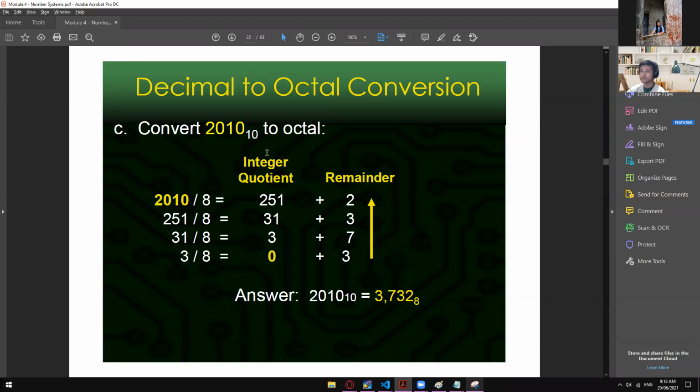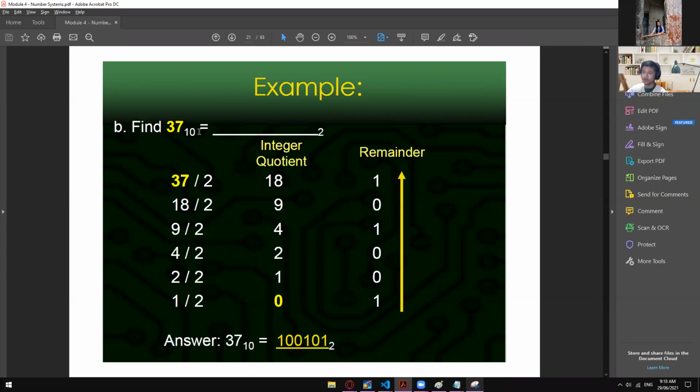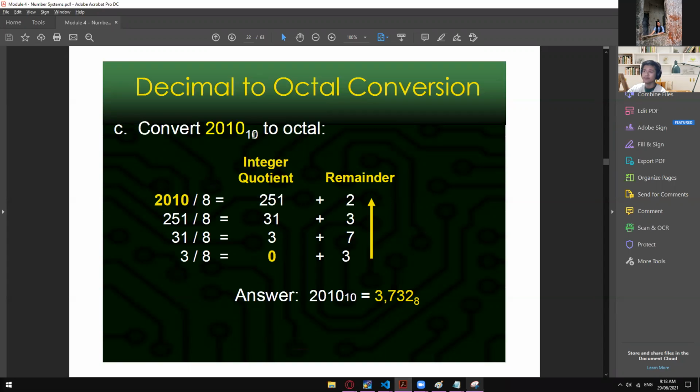Okay, next example. We now have 2010 as a decimal, but here it is asking us to convert this into octal. Our divisor before was 2, but here our divisor is now 8 since that's the number we want this decimal to be converted to. So 2010 divided by 8, you'll get 251 point something. Since this is already a large number, you have to use your calculator now. So 2010 divided by 8, in my case, I will get 251.25. So just put the 251 here as the integer quotient.